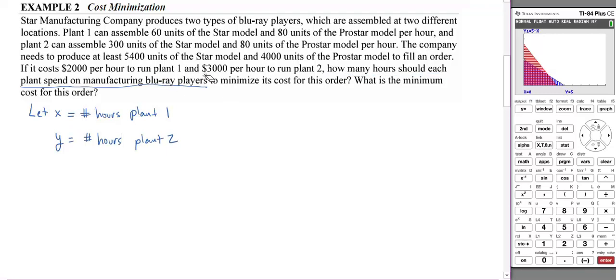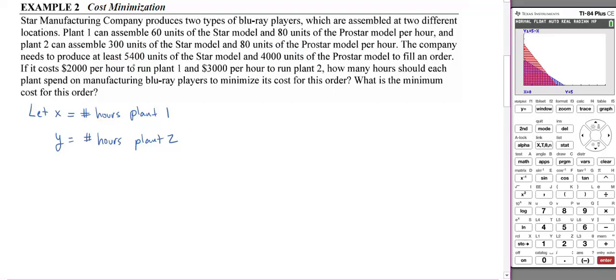Now that we have those variables defined, we can start on our constraints. Look at things like the company needs to produce at least 5,400 units of the Star model and 4,000 units of the Pro Star, and that's again at least 4,000 units of that Pro Star model to fill the order. Those sound like conditions that we need, some threshold, and that is the type of language you're looking for. The "at least," we know that that's going to be part of our set of constraints.